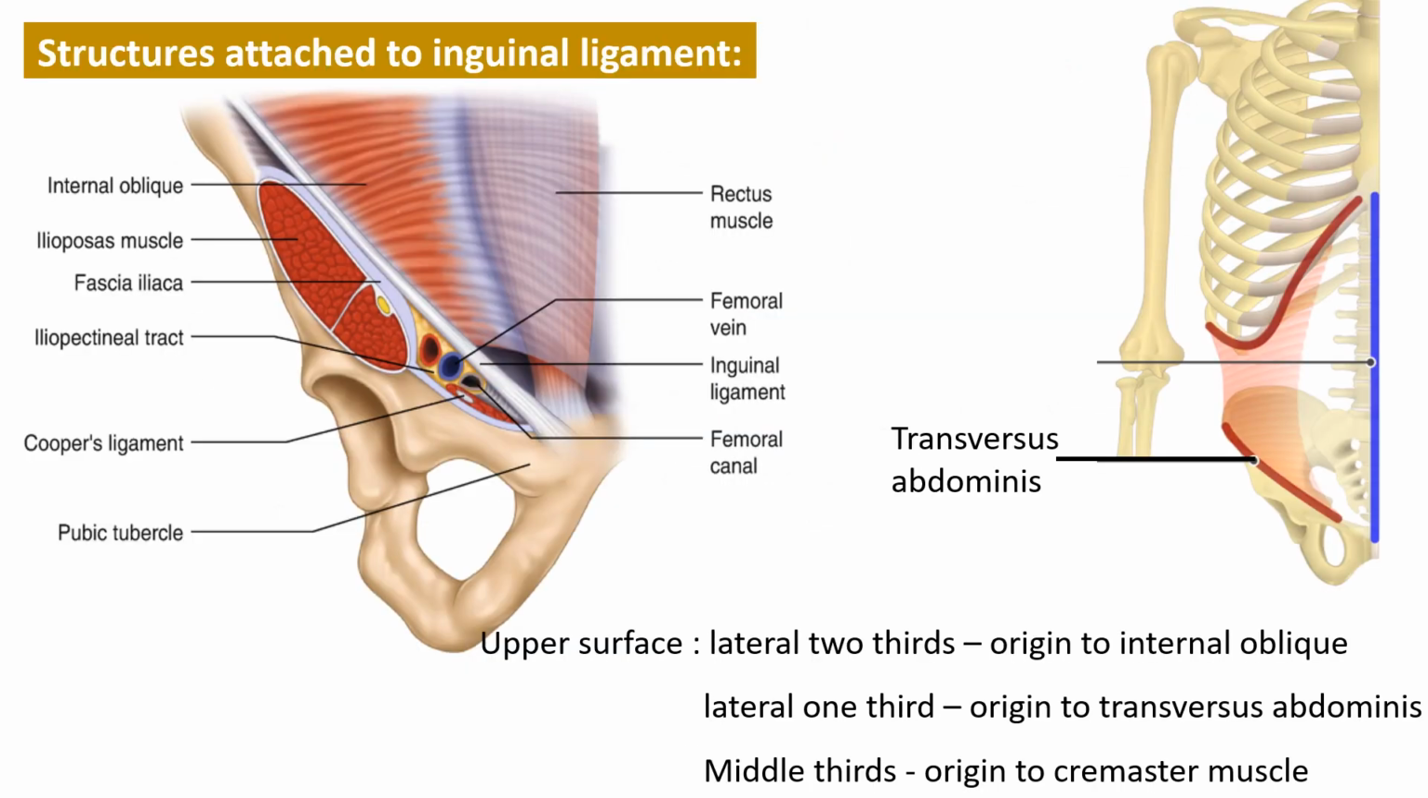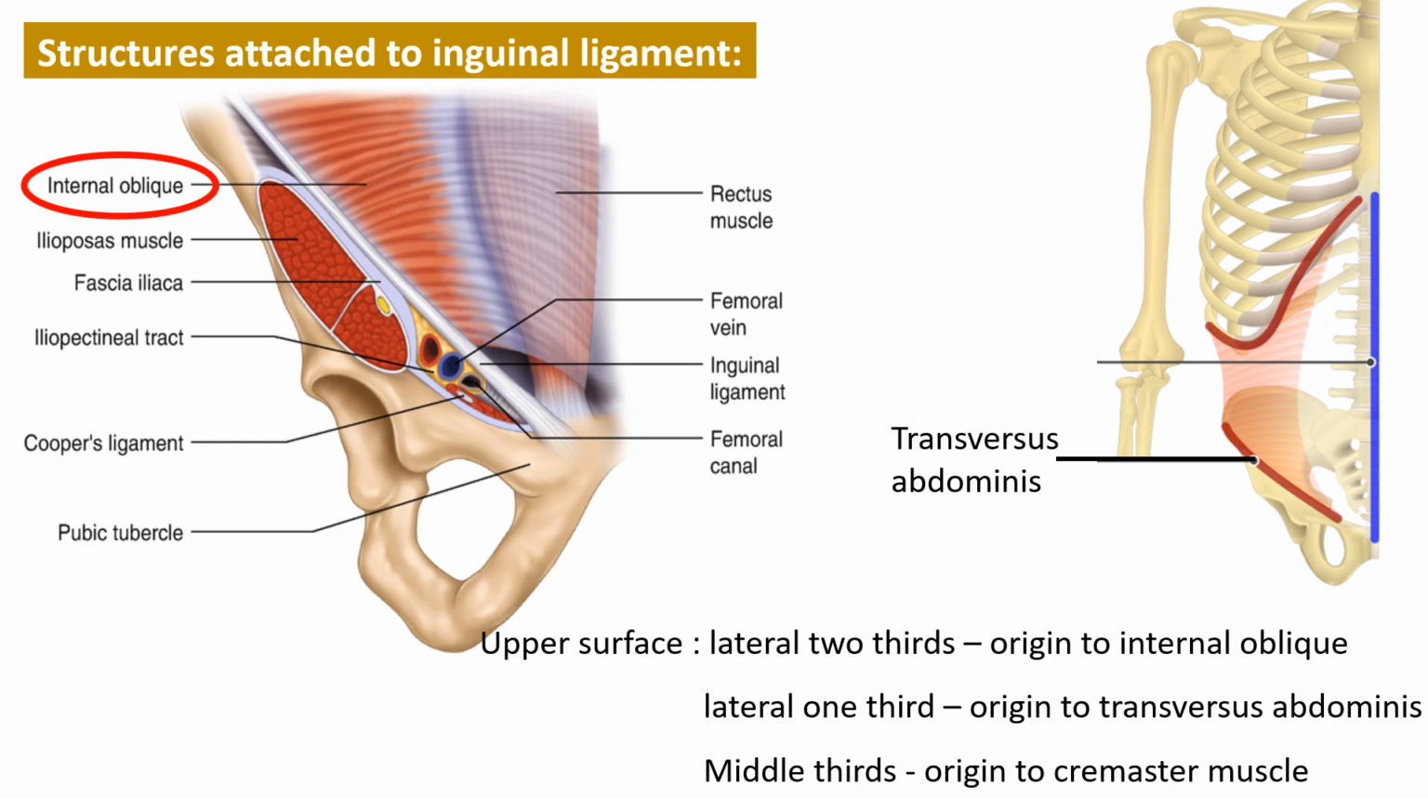The structures attached to the inguinal ligament. The upper surface, as I mentioned, is grooved. It gives origin to muscles: the middle 1/3 gives origin to the cremaster muscle, which is prominent in males. Altogether, 3 muscles take origin from the upper surface of the inguinal ligament. The lateral 2/3 gives origin to the internal oblique muscle. You can appreciate that in this picture. Then the lateral 1/3 gives origin to the transversus abdominis muscle.